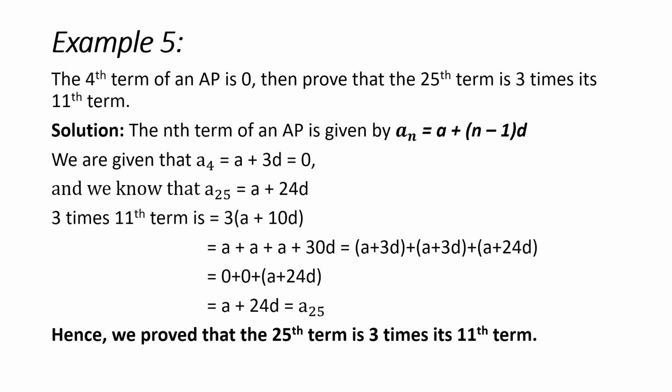But we know that a plus 3d is 0. So it is 0 plus 0 plus a plus 24d. From above we can say that this is equal to the 25th term. So we have proved that 3 times the 11th term is equal to the 25th term.